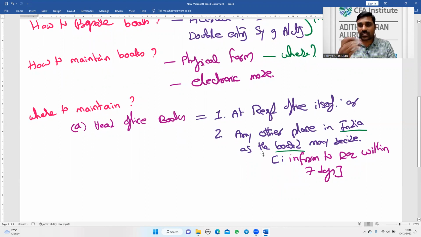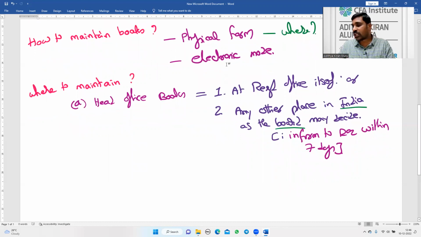So head office books can be kept at the registered office premises itself or any other place in India. We have to inform the ROC even if you are maintaining them at some other building in the same city. This building is my registered office; if I maintain the books in some other, even a neighbouring, building, I still have to inform the ROC. It is not talking about outside the city or outside the state. Other than the registered office premises, maybe in the same city also, you still have to inform the ROC within 7 days. Don't confuse this to mean that only when we move away from the registered office do we have to inform the ROC. Even within the same city we have to inform the ROC. So the board may decide, and we have to inform the ROC, for head office books.